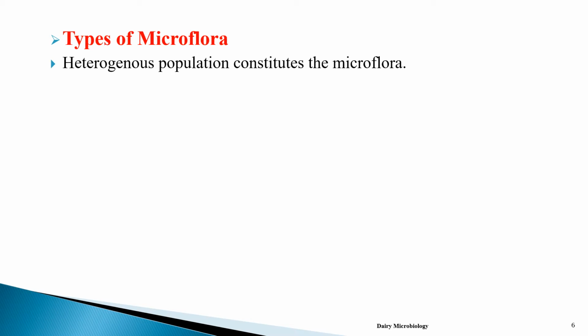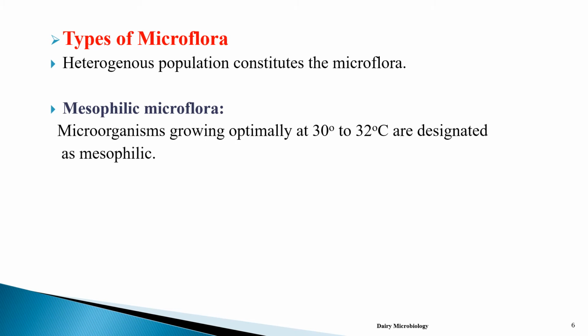Types of microflora. The heterogeneous population of mesophilic, thermoduric, thermophilic, psychrotrophic, and pathogenic organisms constitutes the microflora of raw milk. So first, mesophilic microflora. Mesophilic microflora includes microorganisms which grow optimally at a temperature between 30 and 32 degrees Celsius.